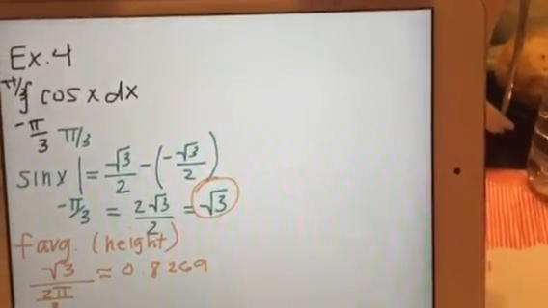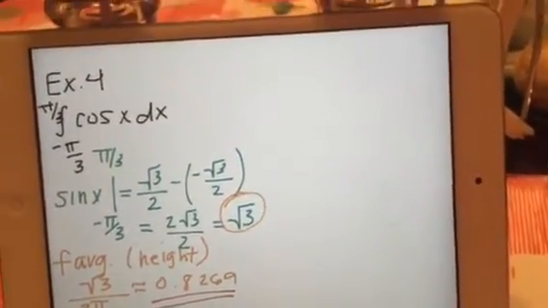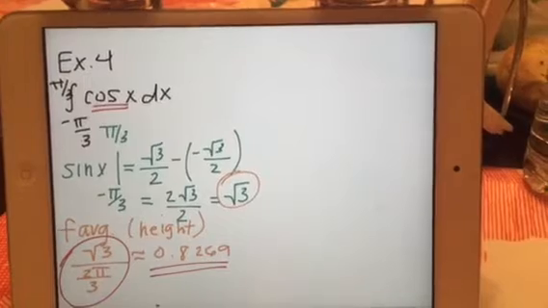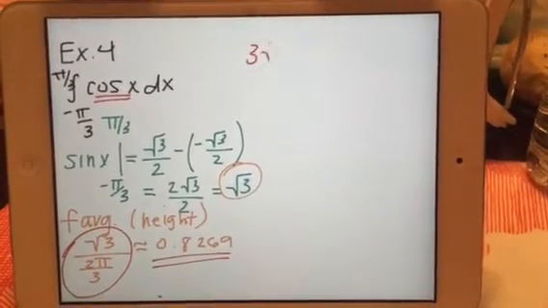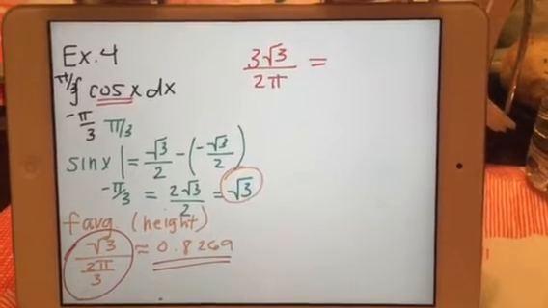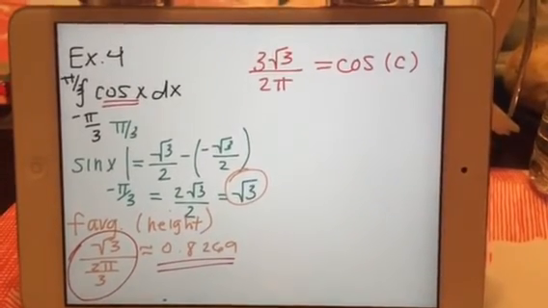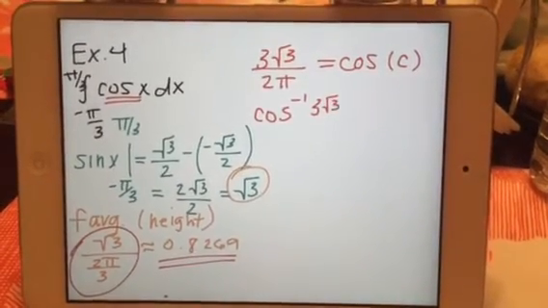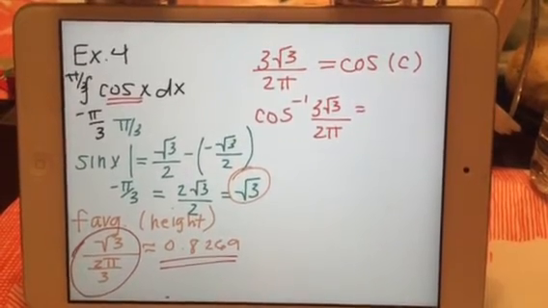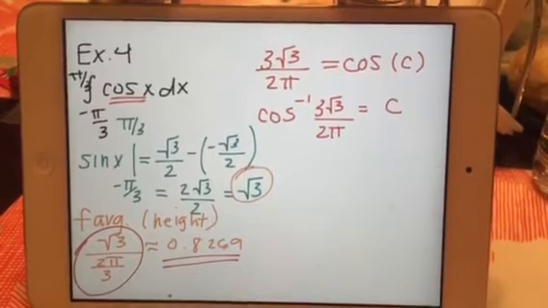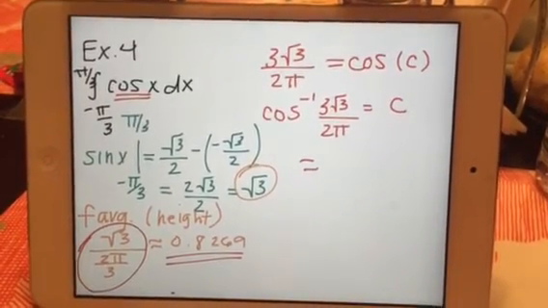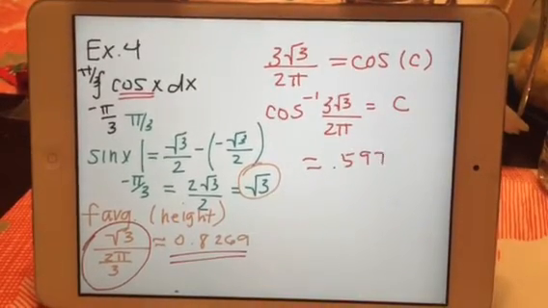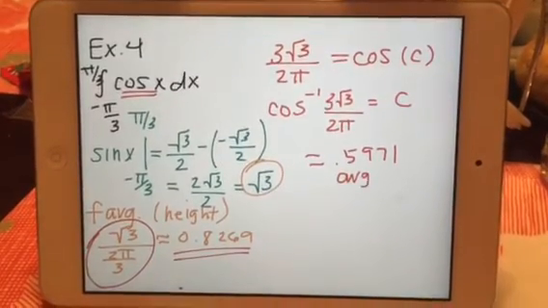For our next step, we're going to take our average height, which we found, and set it equal to our function to solve for c. So I'm going to take the exact one, simplify that becomes 3 square root of 3 over 2 pi, set it equal to cosine of c, and to solve for c, I have to do the inverse of cosine. So cosine inverse of 3 square root of 3 over 2 pi equals c, since inverse and cosine will cancel each other out, so that'll give us c, which is now approximately 0.5971, and this is our average width.